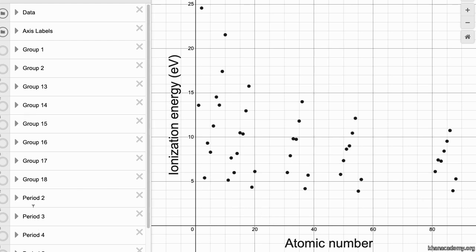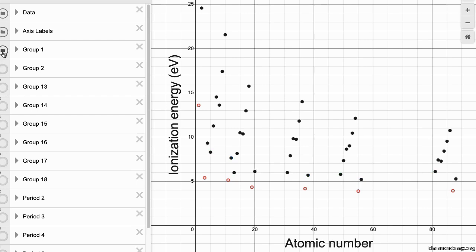So first we can look group by group. For example, if we look at group 1, that's the first column, the leftmost column in the periodic table of elements, starting with hydrogen here. You can see that as we go down that column, generally speaking, our ionization energy is decreasing. For group 2, we see a similar pattern. As we go down that second column, there are a few slight anomalies here, but it looks like it's decreasing. So as you go down a group, the data seems to imply that ionization energy decreases. It takes less and less energy to remove that highest energy electron.